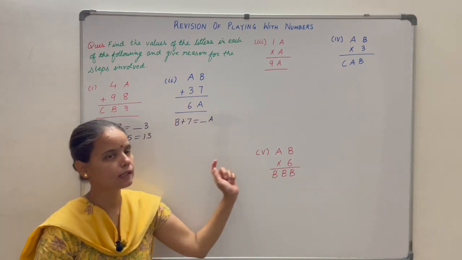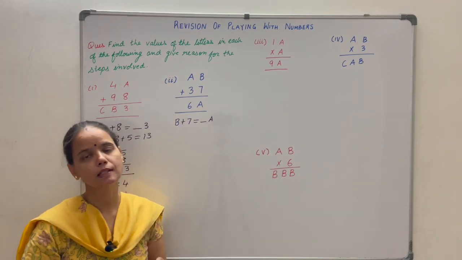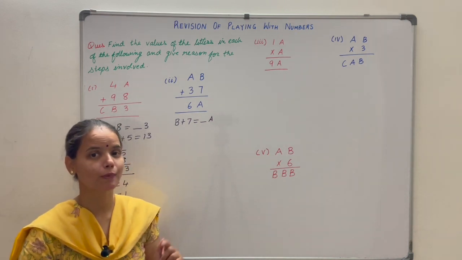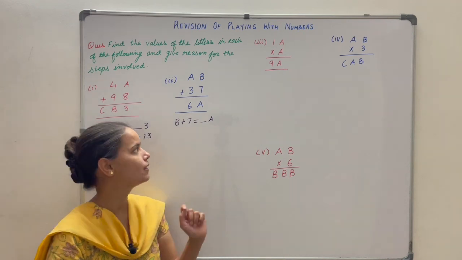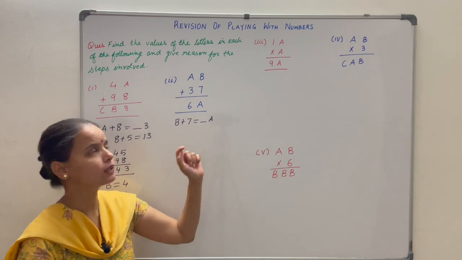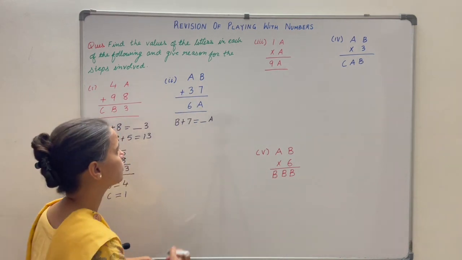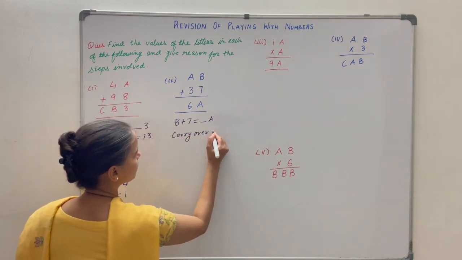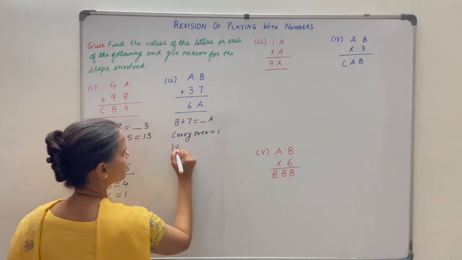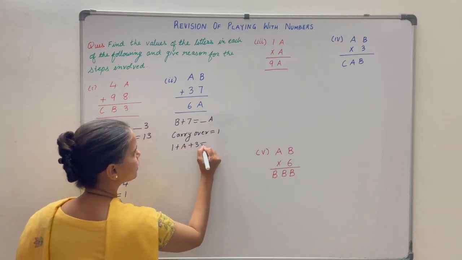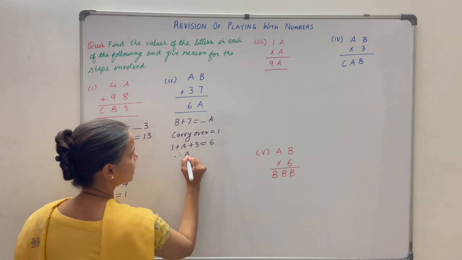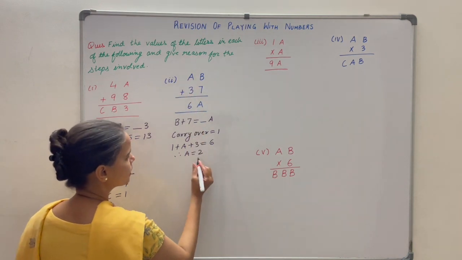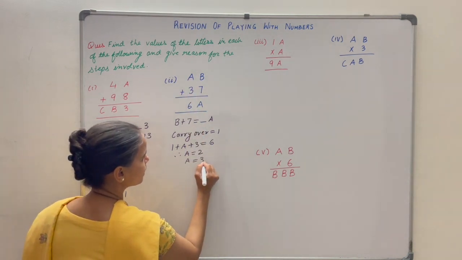Here one rule is that each letter represents one digit and the greatest digit is 9. So 9 plus 9 is 18. So the maximum carryover you can get here is 1. Let us write down. When carryover is equal to 1, then carryover plus A plus 3 should give you 6. So therefore the value of A here is 2. And when there is no carryover, then the value of A is 3. So another possibility here for A is 3.